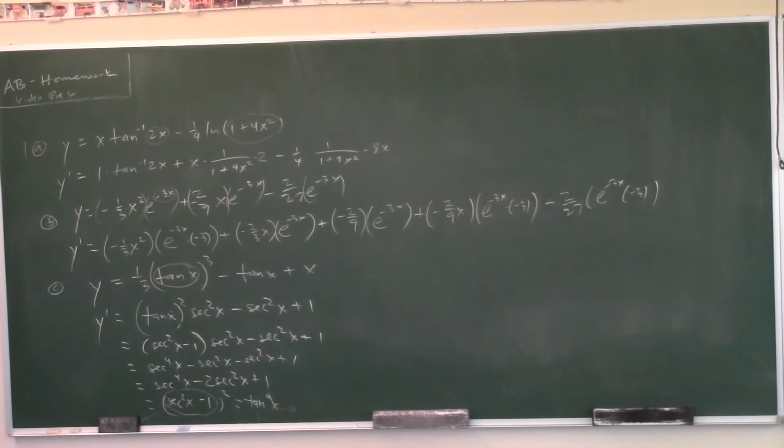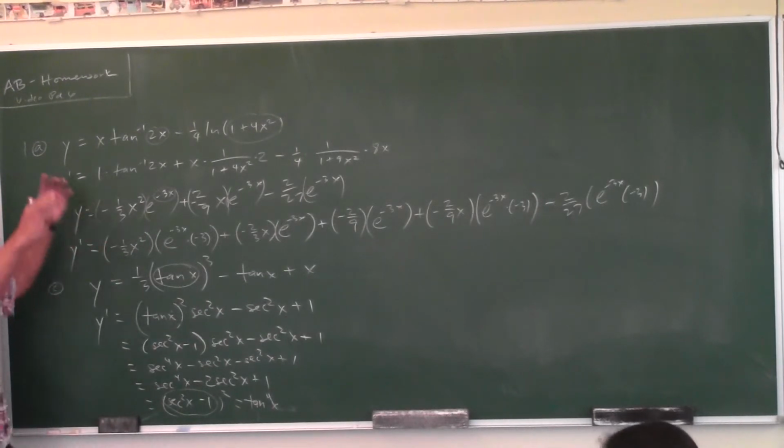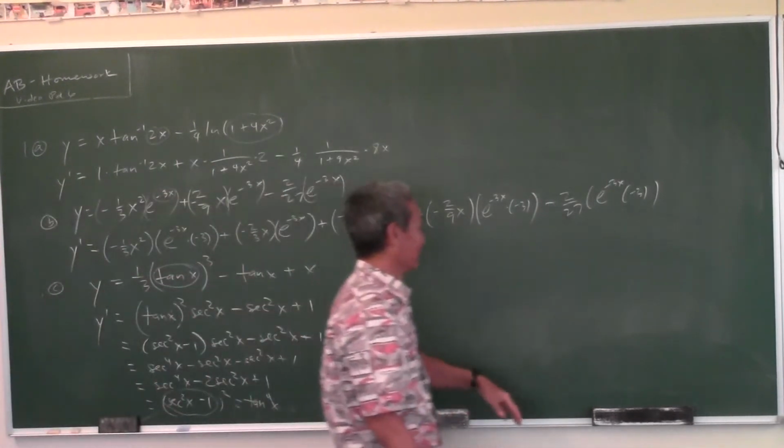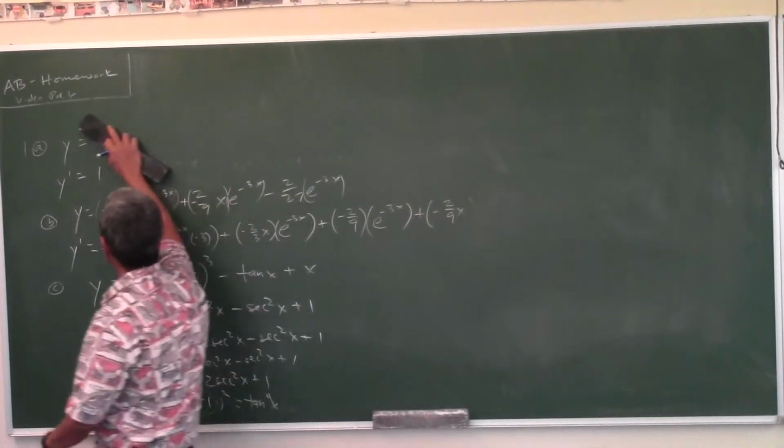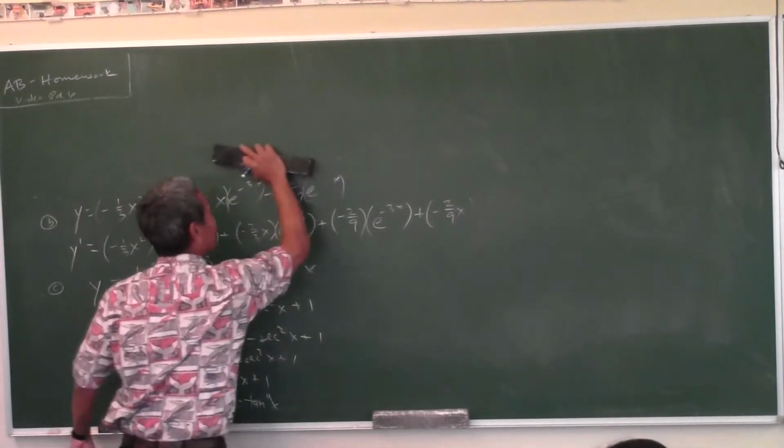Oh, so we gotta know trig identities. You gotta know trig identities through this whole course, people. Why do you think we spent over 3 weeks in the beginning reviewing? Hey, we finished C.